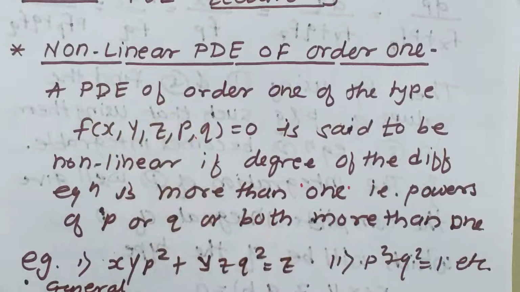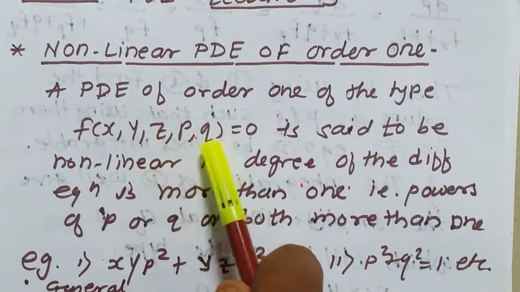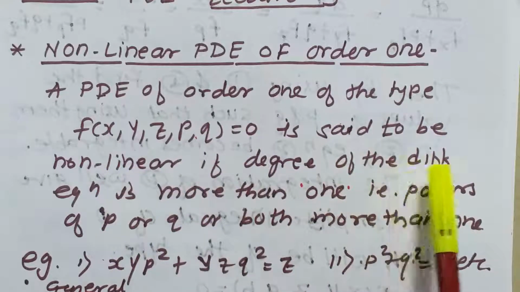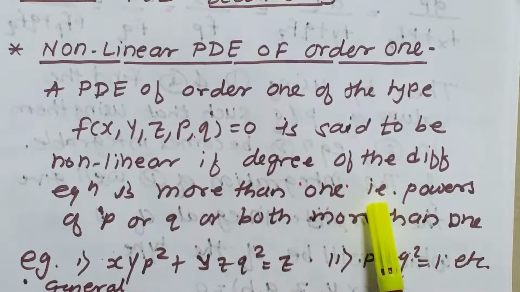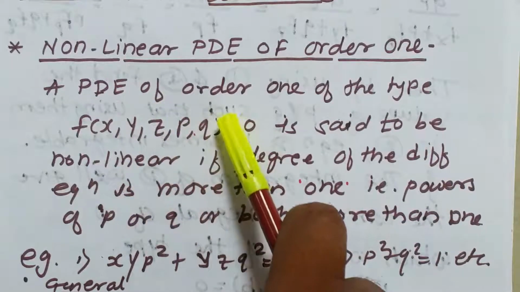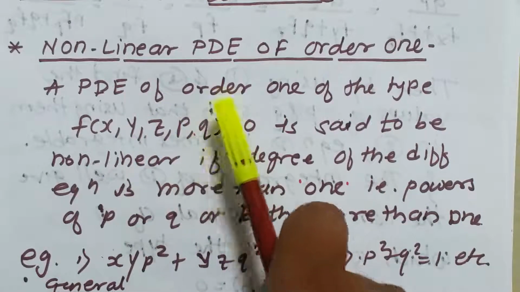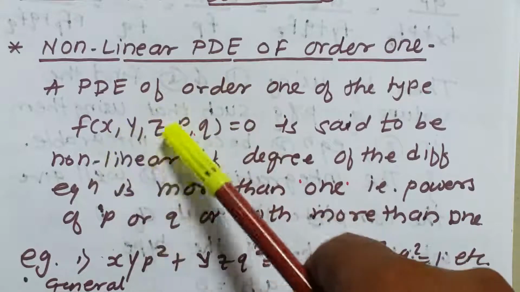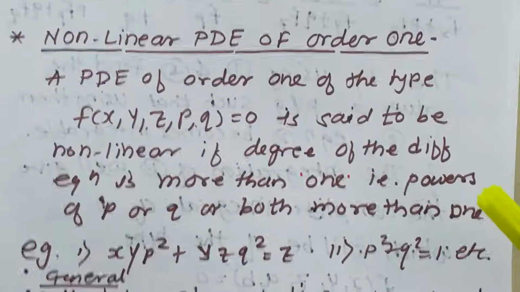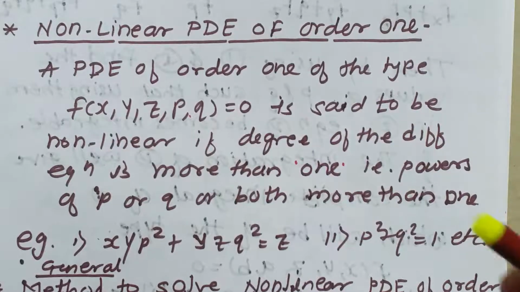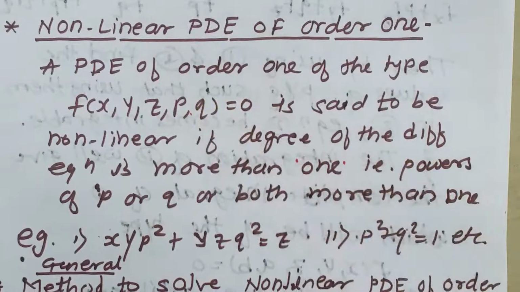A partial differential equation of order 1 of the type f of x, y, z, p, q equal to 0 is said to be non-linear if the degree of the differential equation is more than 1. That is, powers of p or q or both are more than 1. So p and q are the partial derivatives del z by del x, del z by del y. They are the first order partial derivatives. And if the power of first order partial derivatives in that equation is more than 1, that makes the differential equation non-linear. For a linear differential equation, one must have the powers of p and q as 1.